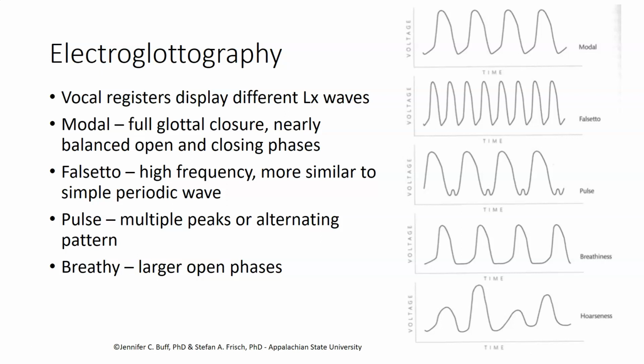smaller fluctuation wave. With a very breathy voice, we have a large open phase, and since the voltage is low when the vocal folds are open, we have more time spent near the bottom on the laryngeal wave. And then the final example here is a very irregular looking wave, which you might see when you're dealing with a hoarse sounding voice, for example.